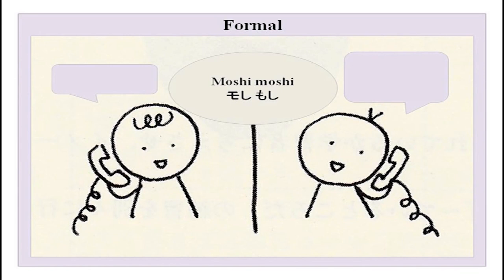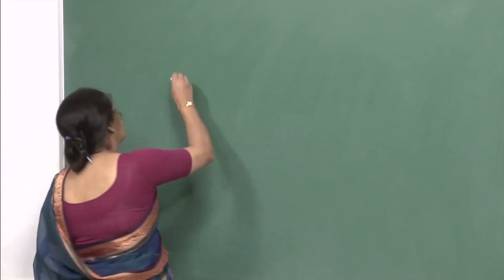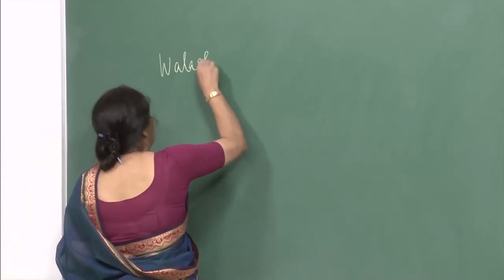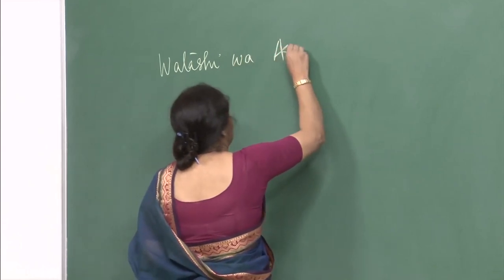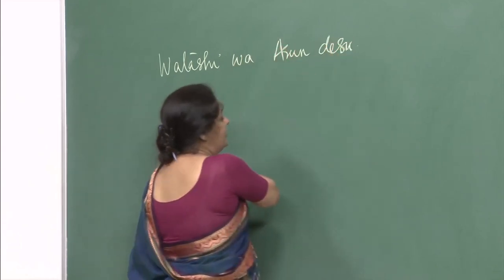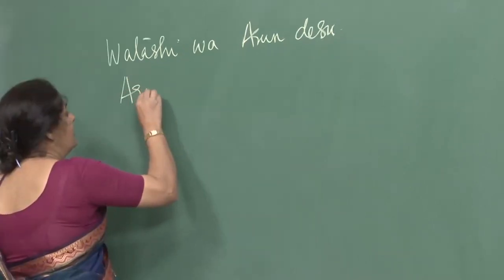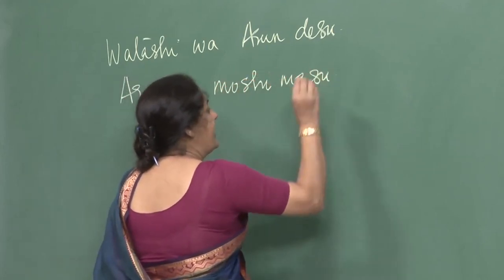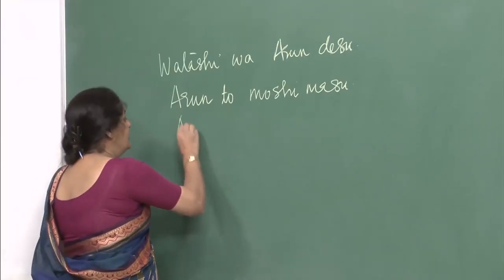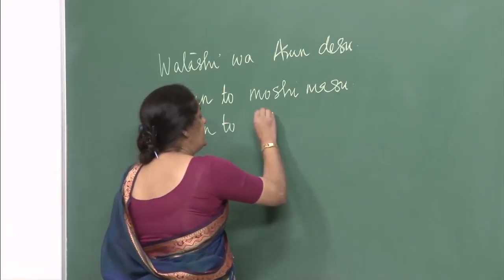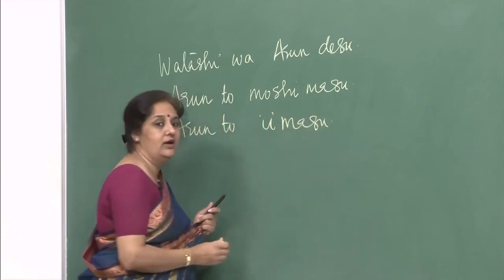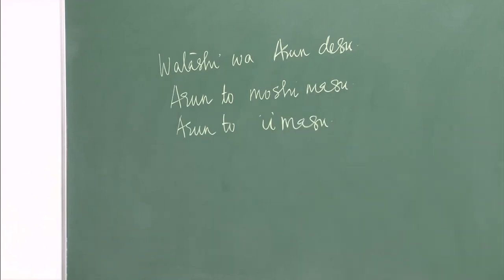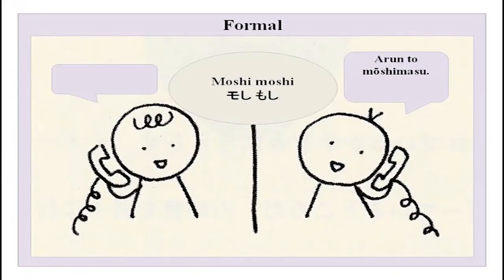Now, the formal way of telling who you are is Arun to moshimasu. Now, watashi wa Arun desu. You can also say this on the phone, Arun to moshimasu. I am Arun, or Arun to imasu. I am called Arun. So, please, a better way would be Arun to moshimasu on the phone.